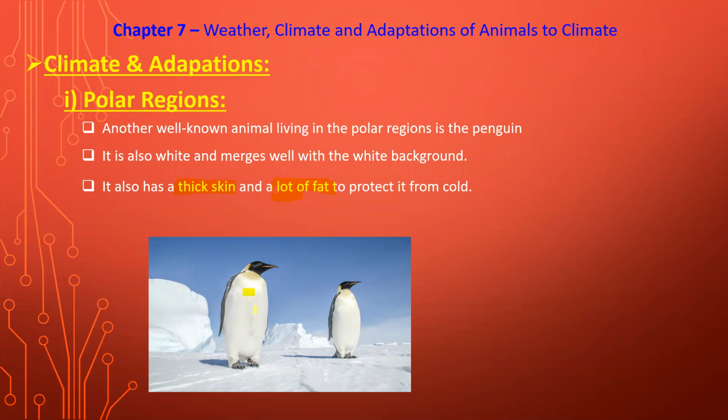You can see here, I'm marking with yellow color, the body of that penguin. It is very fattish. That means a large amount of fat is present on that body, and also the skin is very thick in this region. So that's why they are able to survive in the extreme cold condition. So this is the first adaptation of the penguin.